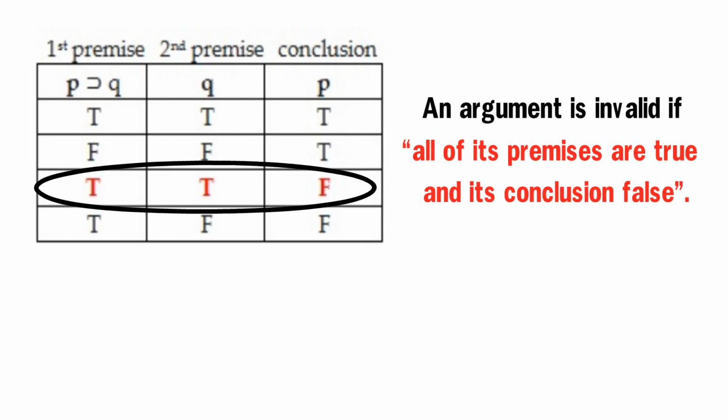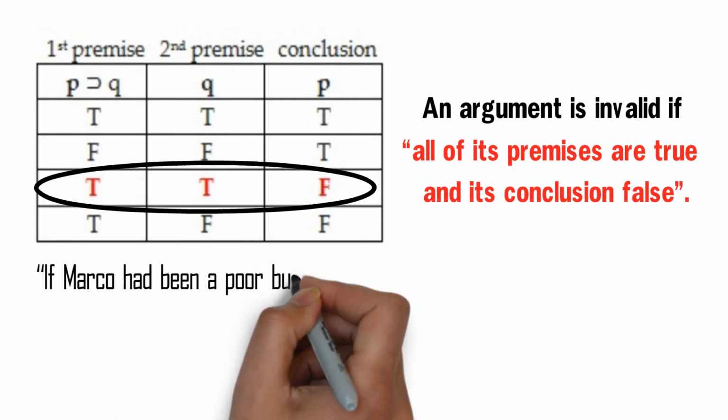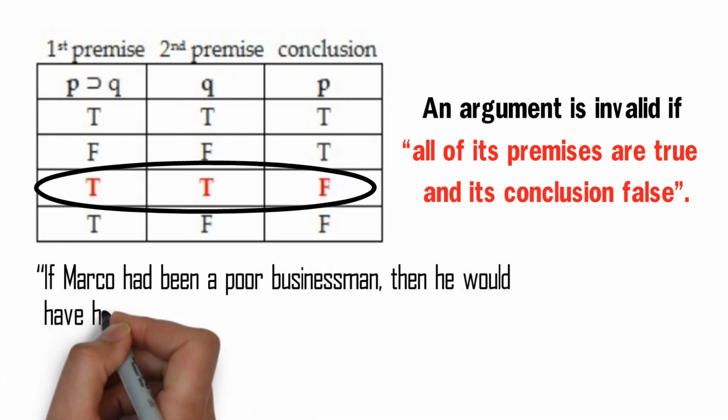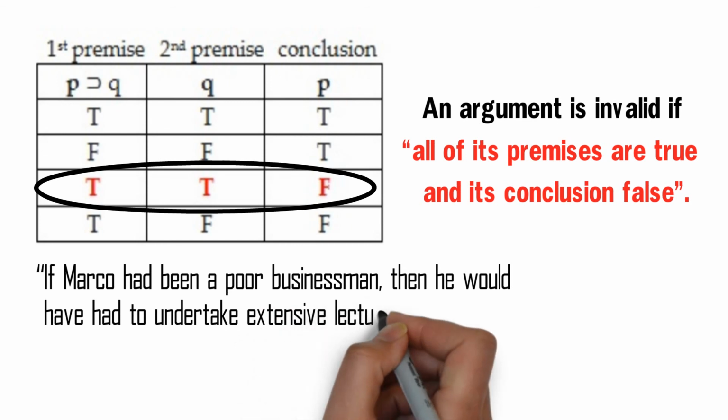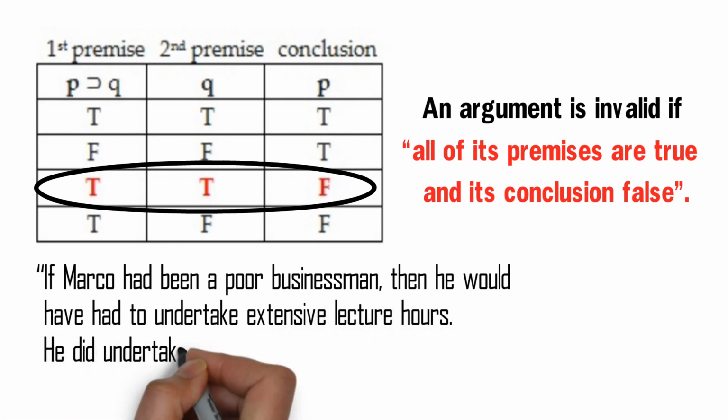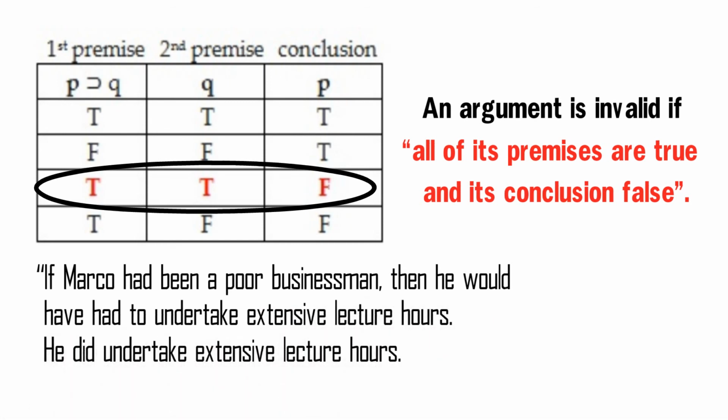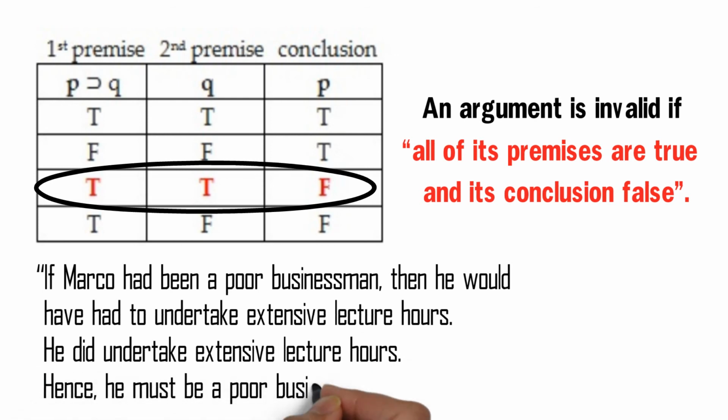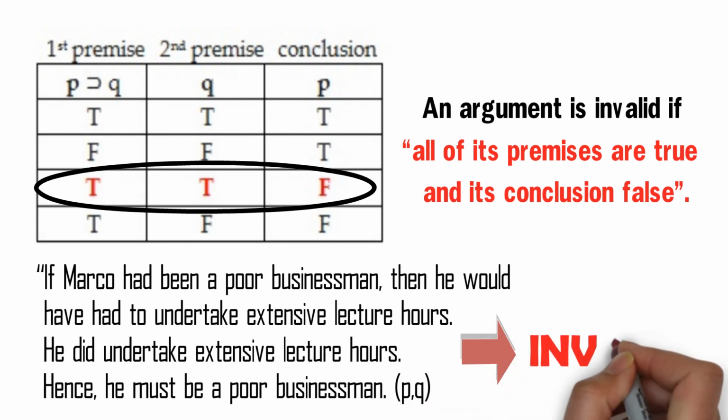Thus, at the end of the day, the argument, if Marco had been a poor businessman, then he would have had to undertake extensive lecture hours. He did undertake extensive lecture hours, hence he must be a poor businessman. P, Q is absolutely invalid.